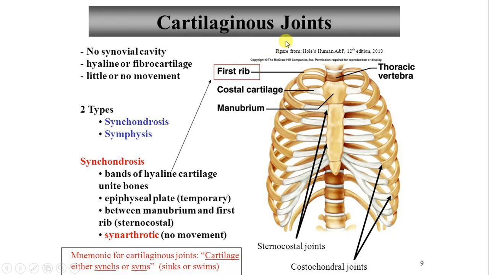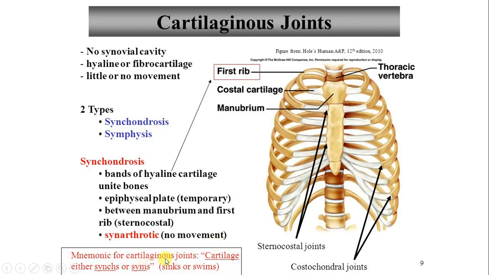that is the joint between the rib and the sternum. No synovial cavity; hyaline cartilage or fibrocartilage will be present, with little or no movement. Two types: synchondrosis and symphysis. In synchondrosis, a band of hyaline cartilage unites the bones, and this is the first rib. It is an epiphyseal plate temporarily between the manubrium and the first rib, the sternocostal joint. Here is the joint, which is a cartilaginous joint. Synarthrosis, no movement.